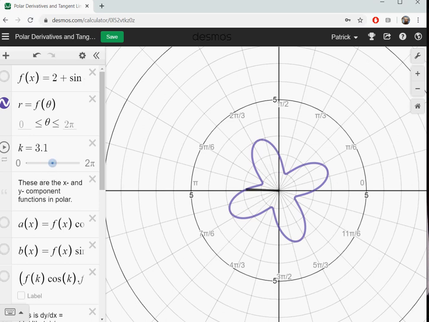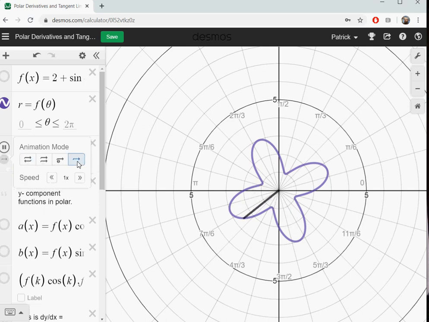This right here is a maximum for r, and so on. So dr d theta really tells you the rate of change of the distance to the pole with respect to theta. This gives you a lot of information about a function, but you do have to be careful. You have to think about what it would mean for dr d theta to be positive or negative when r is positive and r is negative.